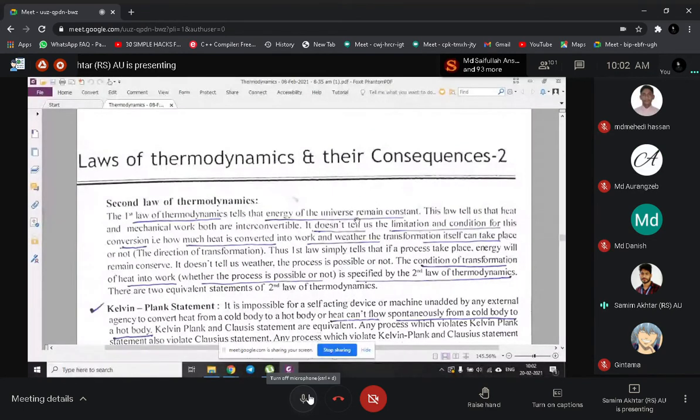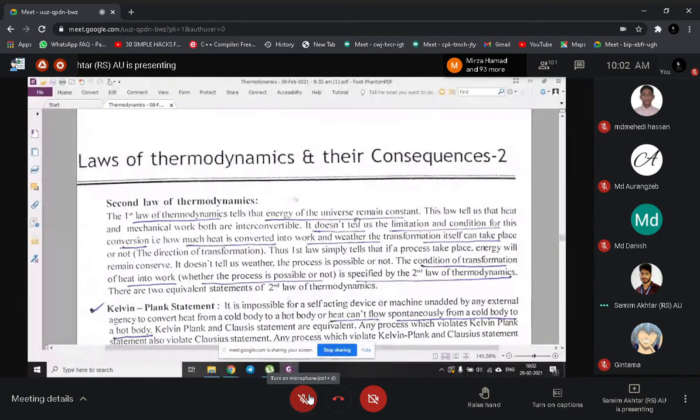So in the previous class, we had discussed the basic thermodynamical properties and the two basic laws, that is the zeroth law of thermodynamics and the first law of thermodynamics. The consequence of the zeroth law is temperature, and the consequence of the first law of thermodynamics is energy or heat.